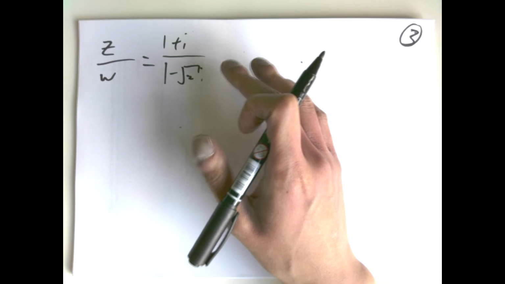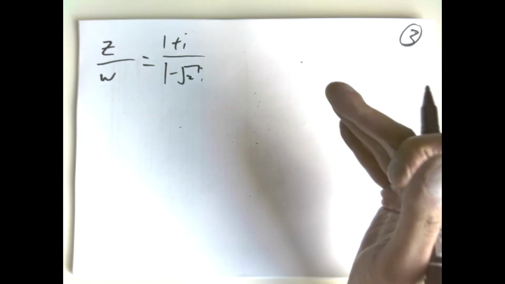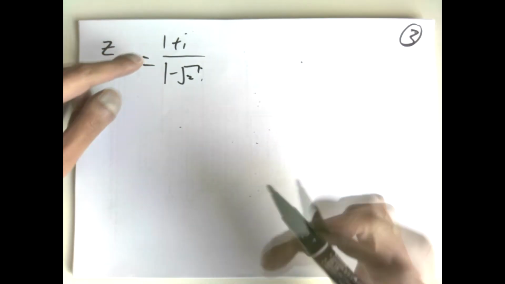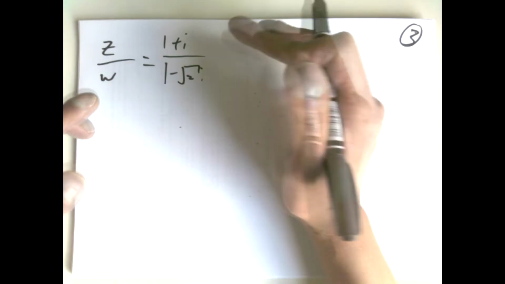part. So we somehow need to compress or simplify this fraction into a real plus imaginary. But over here we got a real plus imaginary on a real plus imaginary. So how can we do that?